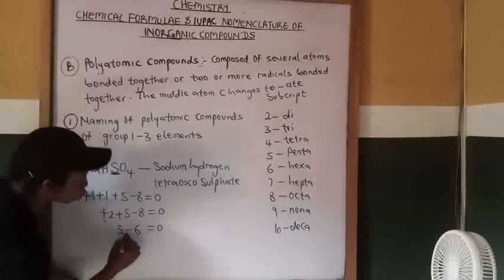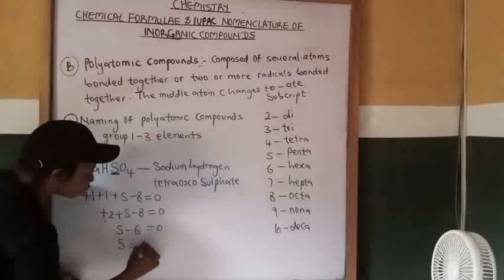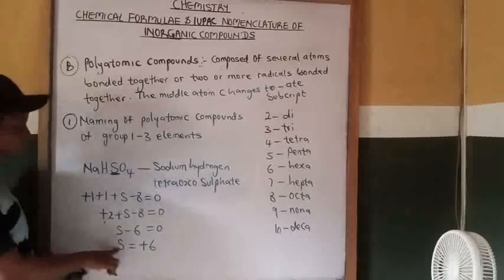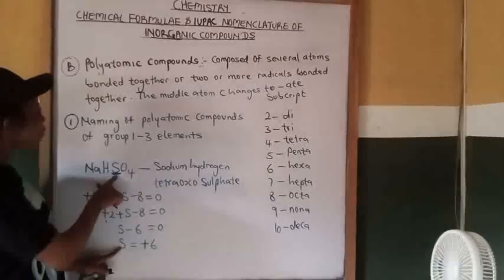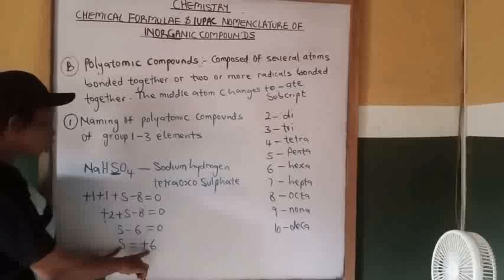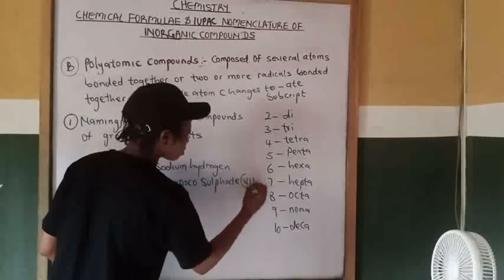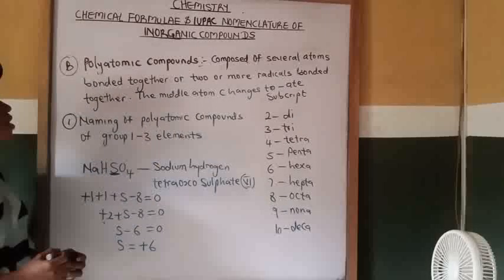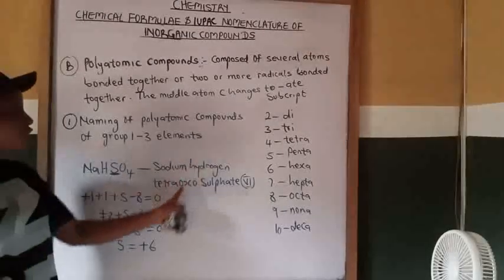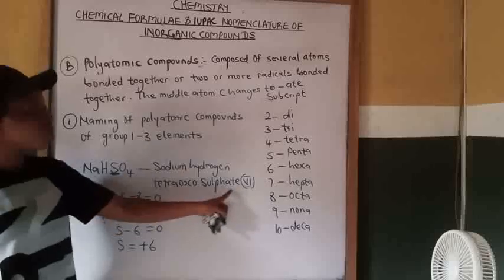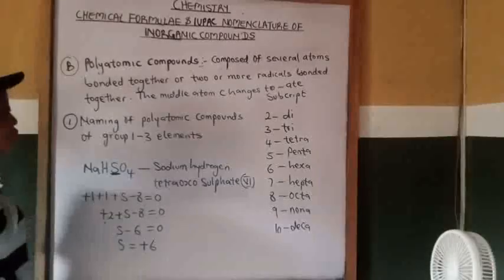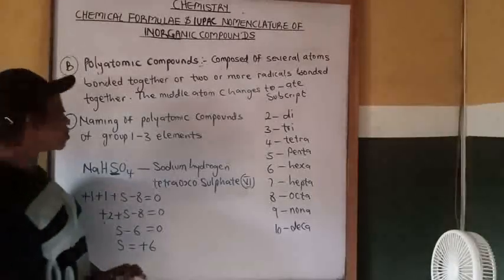Then S equal to, move this -6 to this side, we change to +6. So the oxidation number of sulfur in this compound is +6. So we call it sulfate 6. So the name of this compound is sodium hydrogen tetraoxosulfate 6.